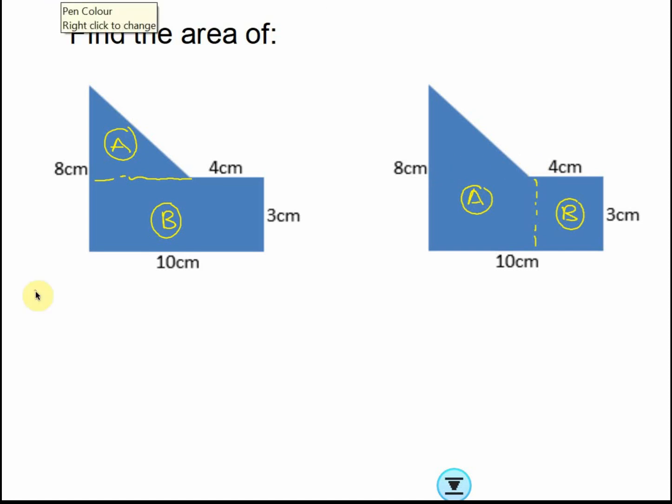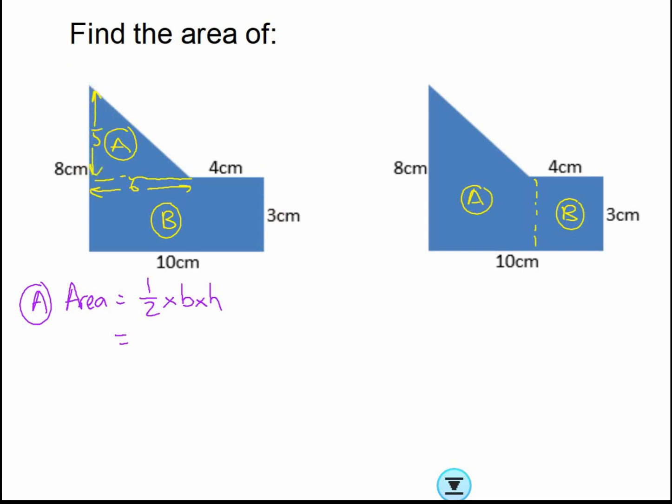So let's look at A. Well, the area is now half times the base times the height, which is basically the 2 dimensions of the rectangle, with the vertical and the horizontal sections. So let's have a look. That's 10, this is 4, so this bit must be 6 from there to there. This is 3, this is 8, so this bit here, the height must be 5. So we know it's half times 5 times 6. I'm going to do half of 6 is 3 times 5 is 15.